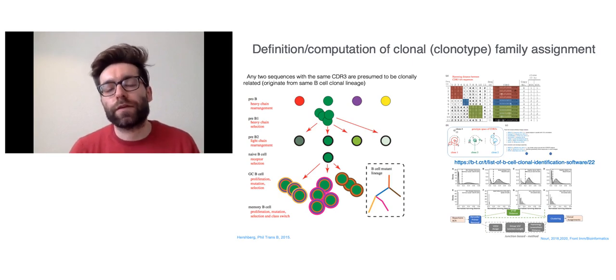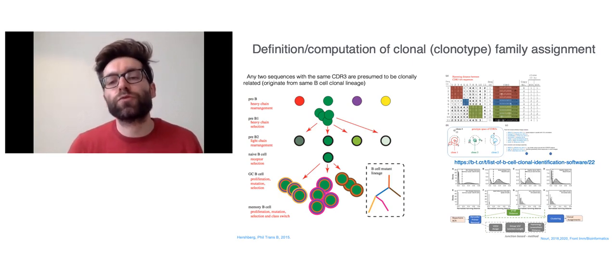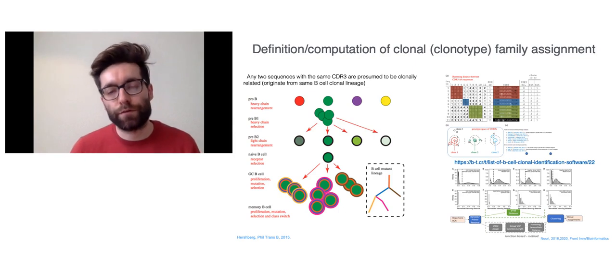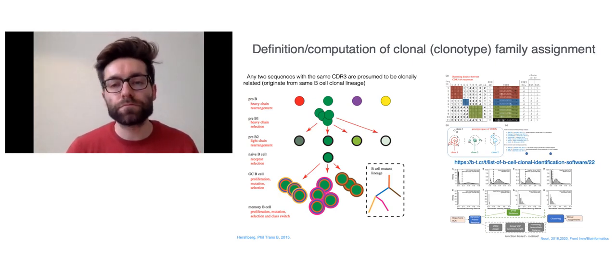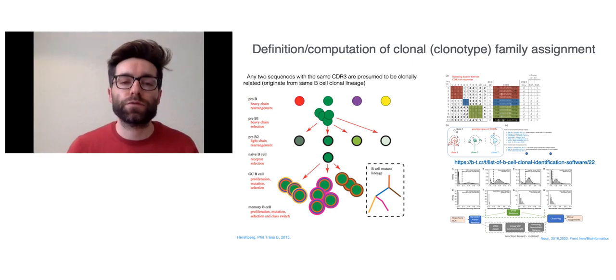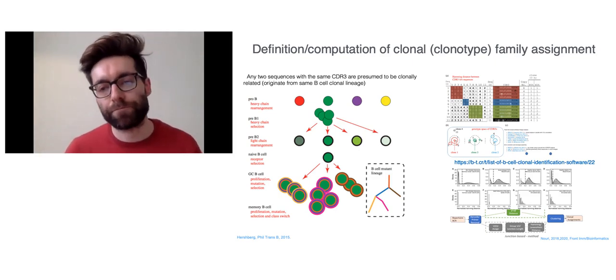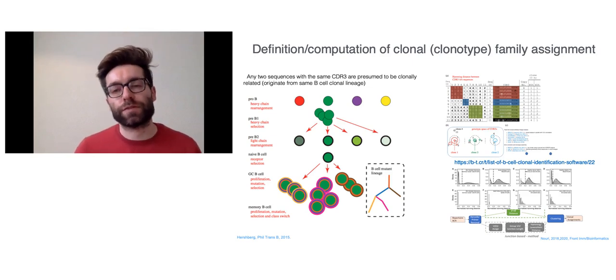You can group those sequences together, for example, by using sequence distance cutoffs, which you see on the upper right, based on some Hamming distance. Before that, it's usual to group your sequences by the same V and J, and sometimes also the same CDR3 length.